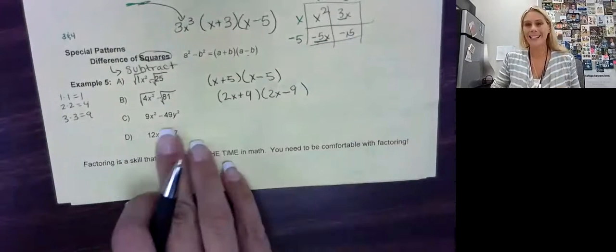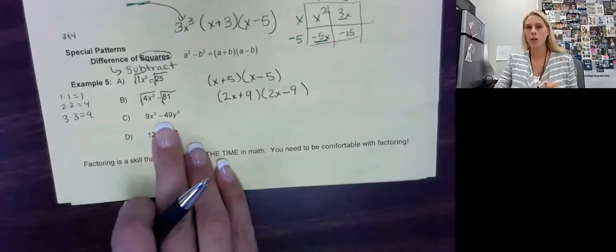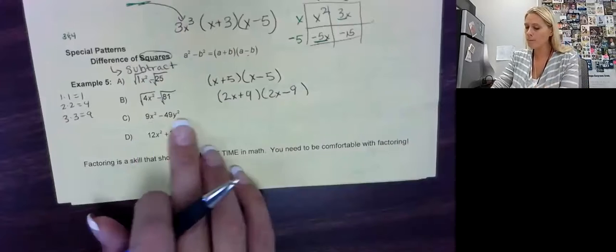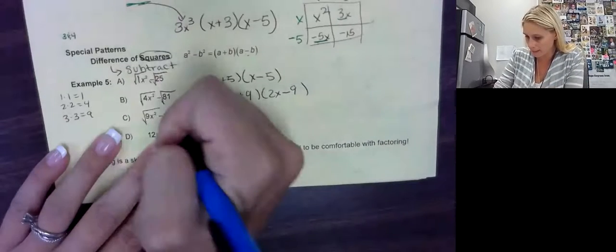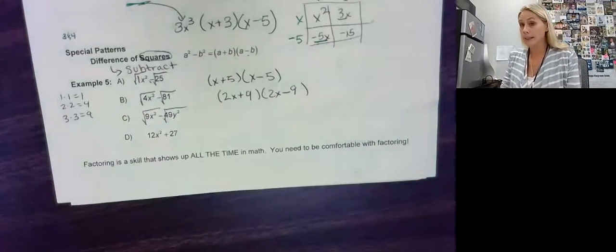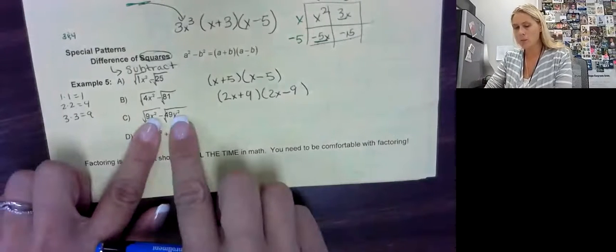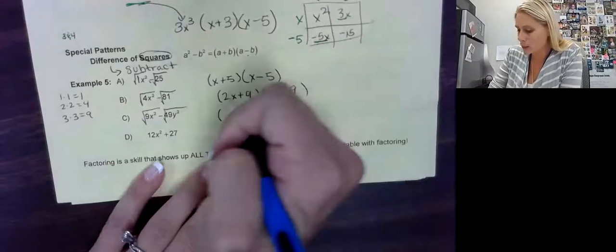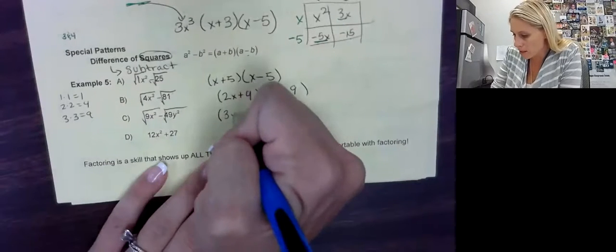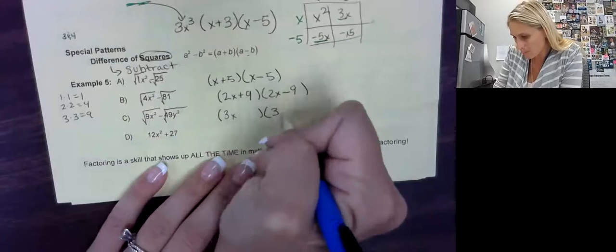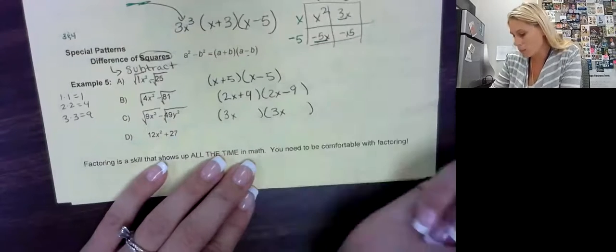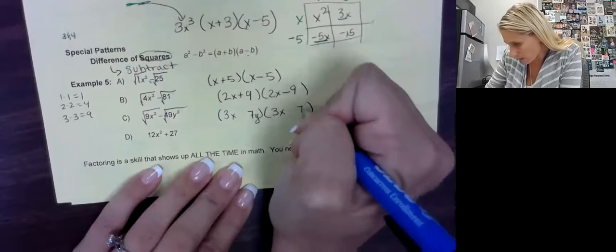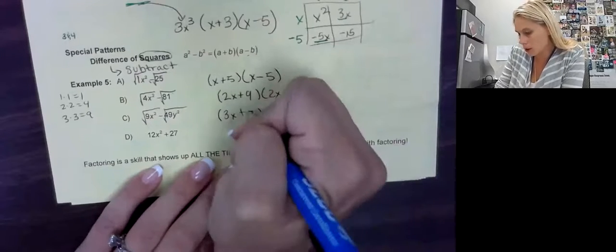So number C, I like it. It's subtraction. Do we have a greatest common factor? No, we don't. There's nothing common between 9 and 49. Is 9 a perfect square? Yes, it is. Is 49 a perfect square? Yes, it is. And as you can see, x squared, y squared are the same. They're perfect squares. So how do you get 9x squared? Well, that's 3x. How do you get 49y squared? Well, that's 7y. And knowing this, one's addition, one's subtraction, done.